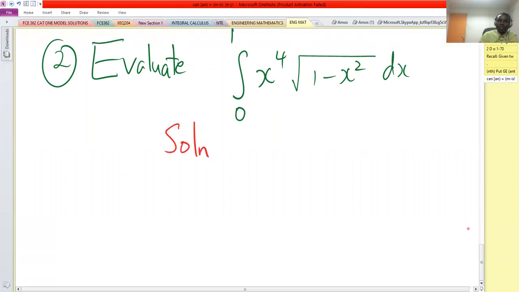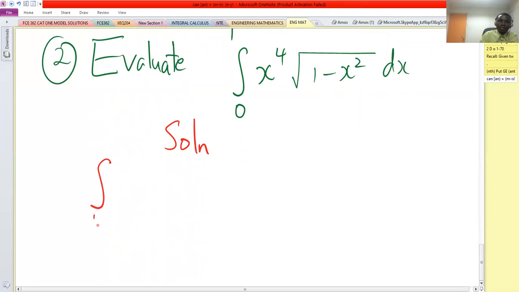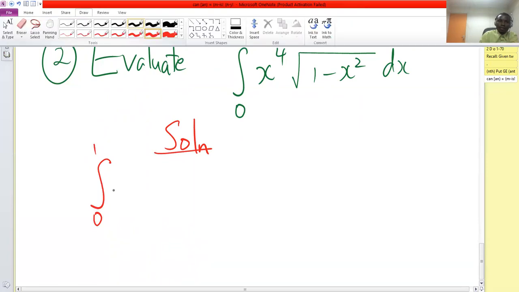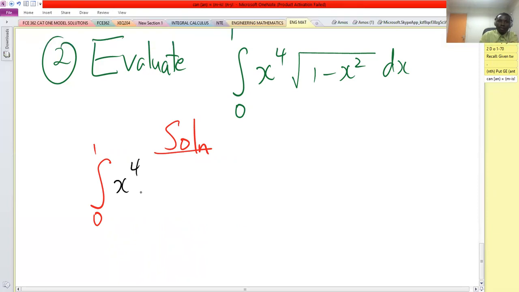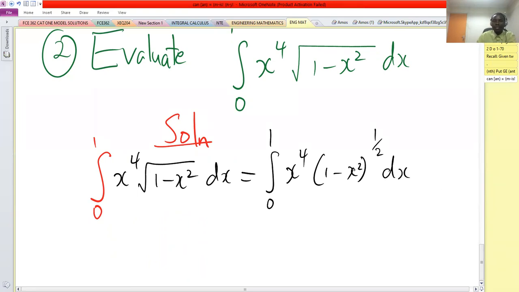For this one, you see that actually the limits are okay, but the problem is here. So then you say integral from 0 to 1 of x power 4 square root of 1 minus x squared dx is the same as 0 to 1 x power 4 and then 1 minus x squared raised power half. You know the square root means raised power half. That is step 1. And then step 2, we fix this part.